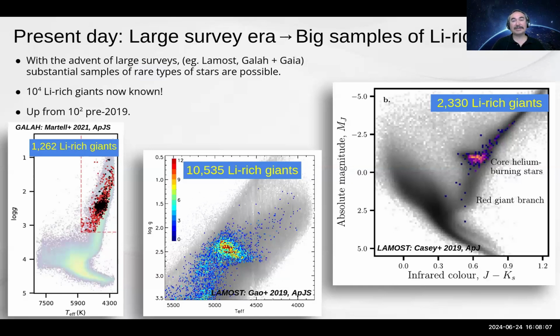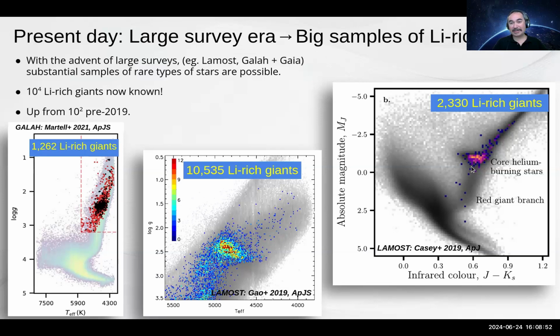So we're now in the large survey era. So we have data for millions of stars. So even for these sort of rare, chemically peculiar stars, we can get quite large samples. And so in blue here on each of these studies, so this is Sarah Martell's study, 2021, 1,200 lithium-rich giants. Here's Casey, 2019, 2,000 lithium-rich giants from LAMOST. And here we have 10,000 lithium-rich giants also from LAMOST from Gao 2019. So you can see we've gone from knowing of about 100 lithium-rich giants to now like 10 to the 4. So it's really changed very recently.